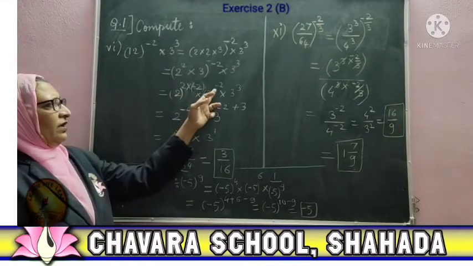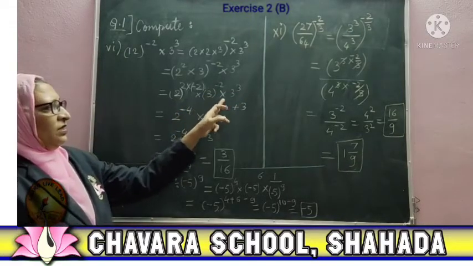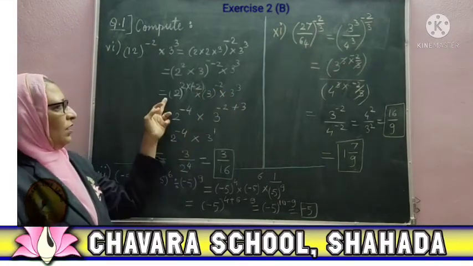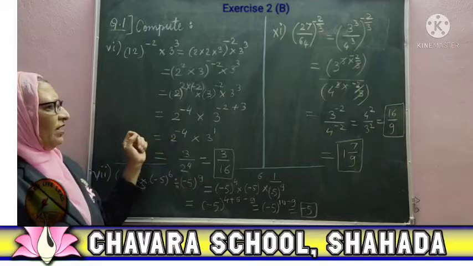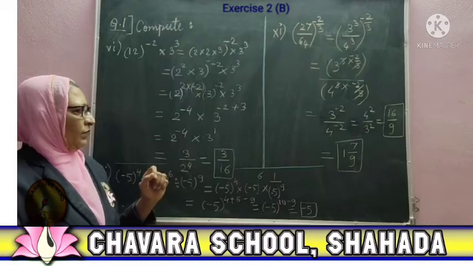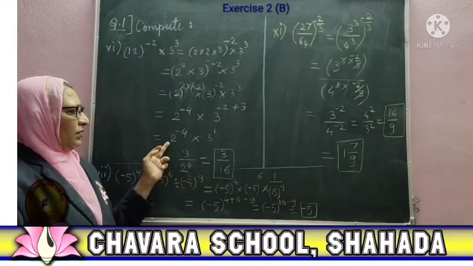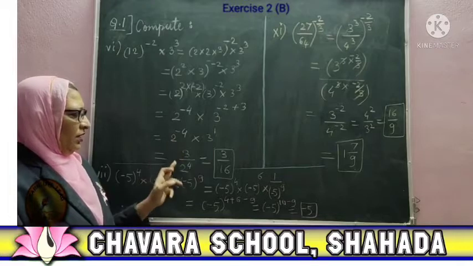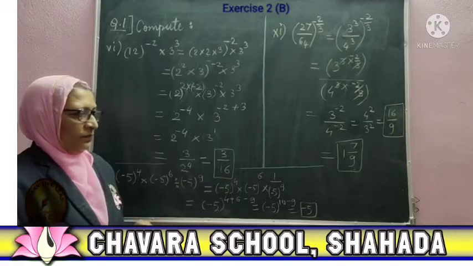Multiplied by 3 to the power negative 2 into 3 to the power positive 3. Bases are the same, so we will add the powers on multiplication. And here 2 into negative 2 is equal to negative 4. So in the next step we write 2 to the power negative 4 into 3 to the power negative 2 plus 3, which is equal to 2 to the power negative 4 into 3 to the power 1. That is 3 upon 2 to the power positive 4. We have taken its inverse in order to make the power positive, which is equal to 3 upon 16.